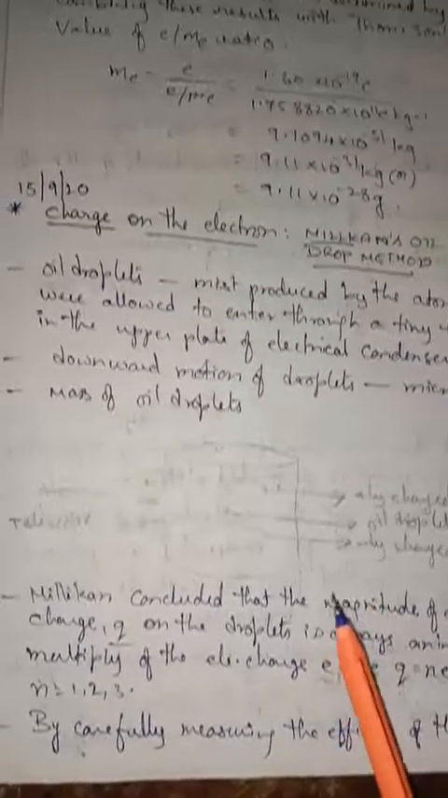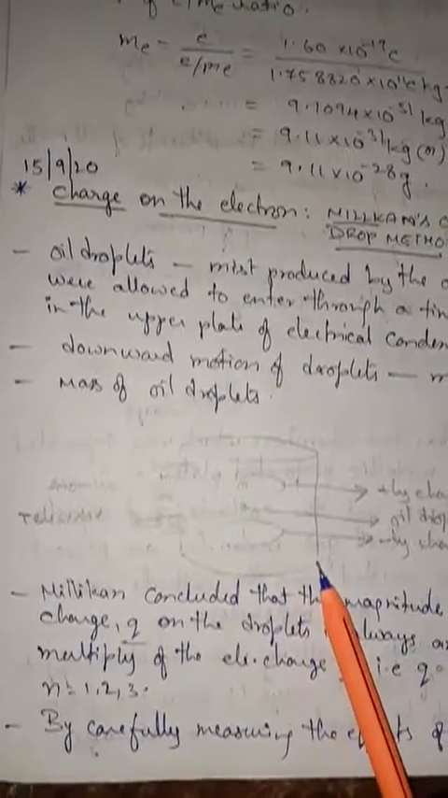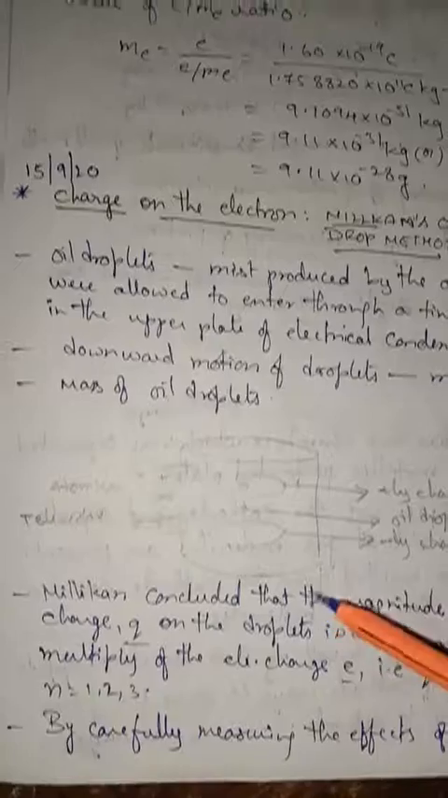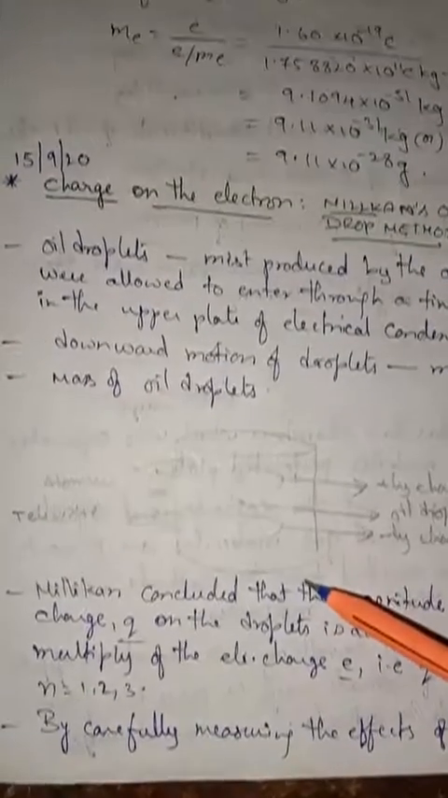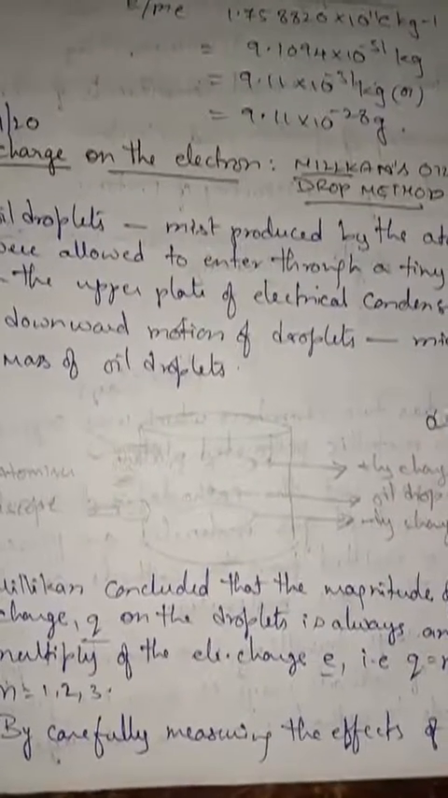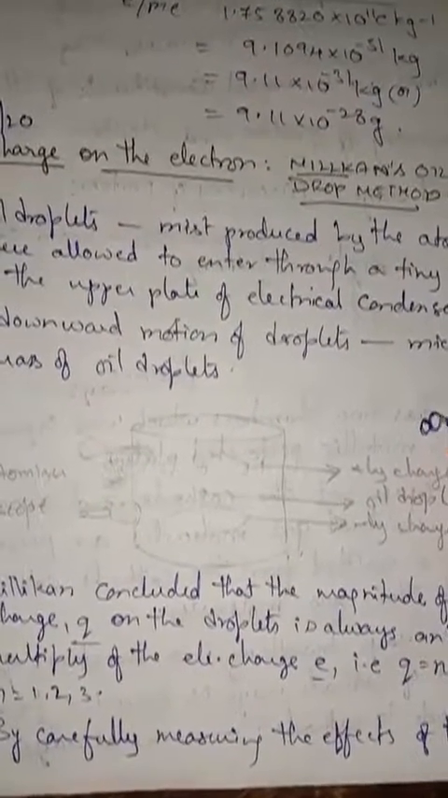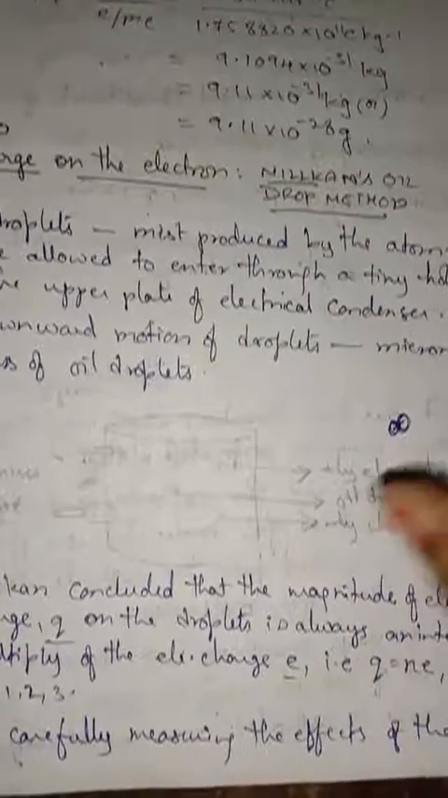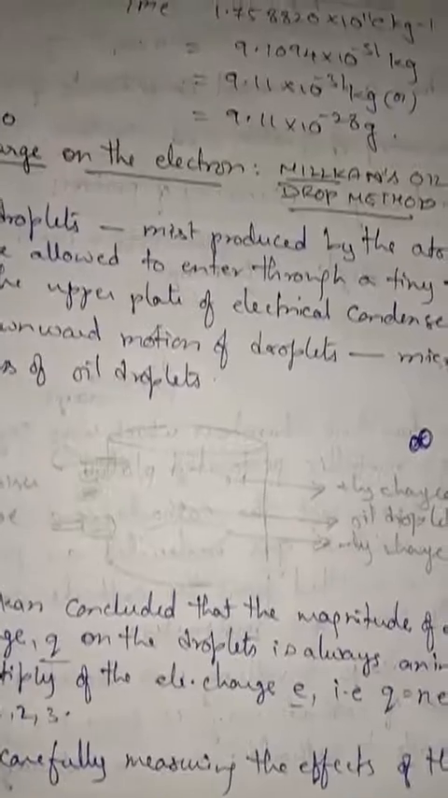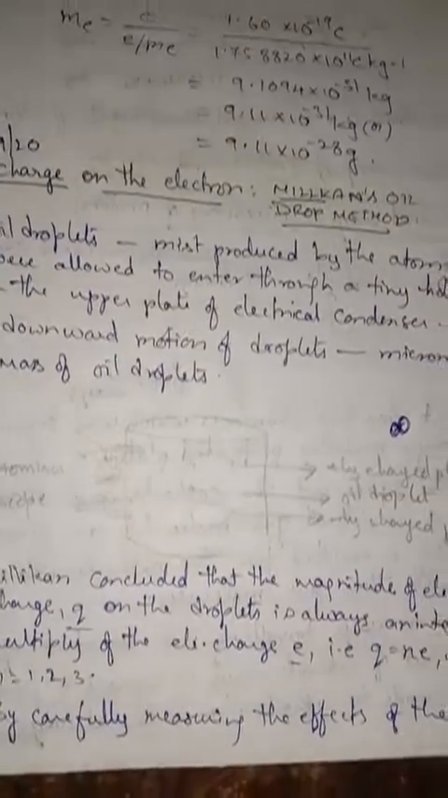Next, the electrical charge present on these oil droplets was acquired. How do we get that electrical charge? By collision with the gas ions. These droplets will collide. Collision means when two particles collide with each other. Through that, electrical charge can be acquired.